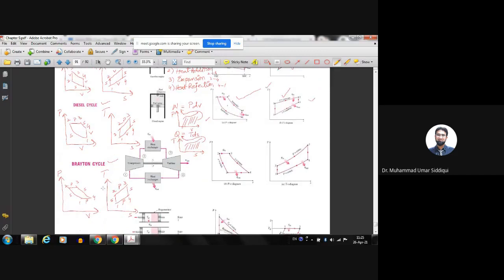So look here at the Brayton cycle. This is how I have drawn the Brayton cycle. This is the Brayton cycle here. And compare the TS diagram of the Brayton cycle with the one which I have drawn here.